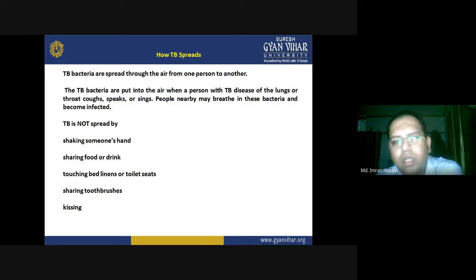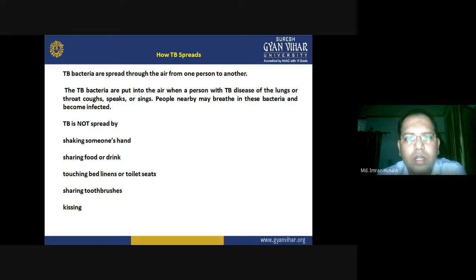So how does TB spread? What are the mechanisms? TB bacteria are spread through the air from one person to another. The TB bacteria are put into the air when a person with TB disease of the lungs or throat coughs, speaks, or sings. People nearby may breathe in these bacteria and become infected.